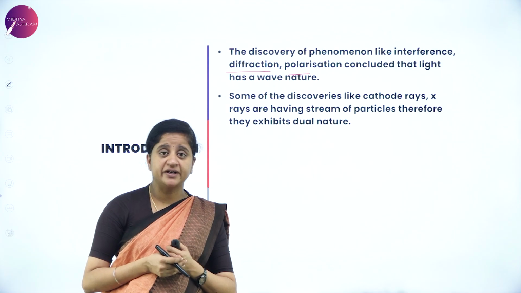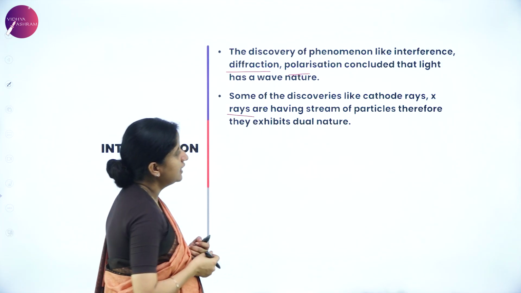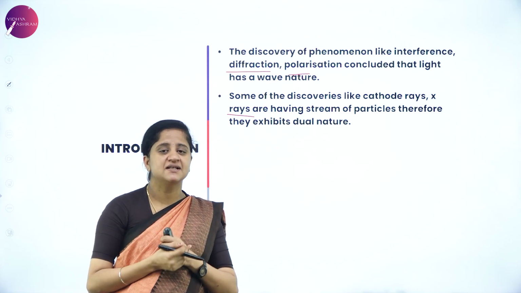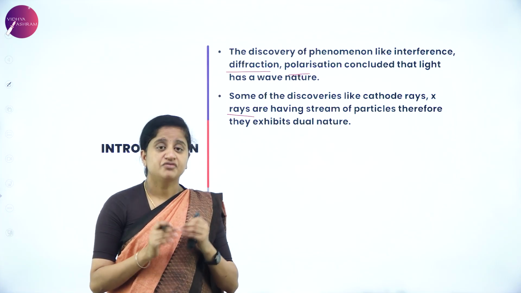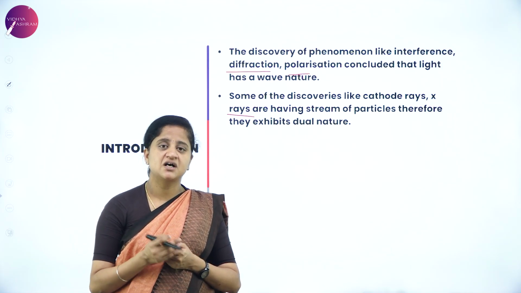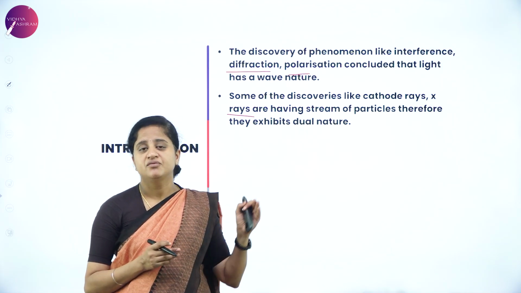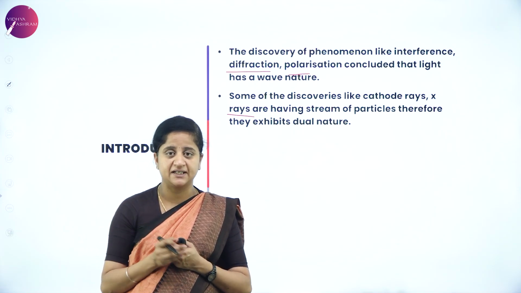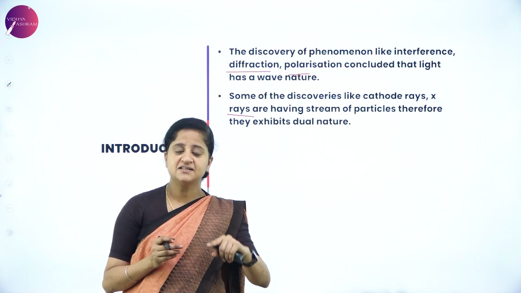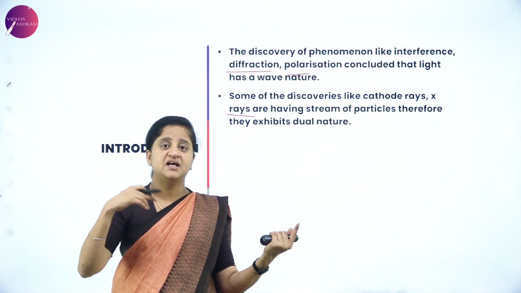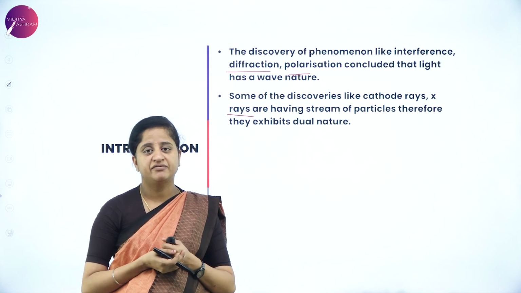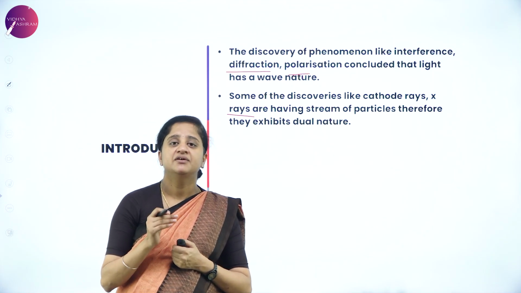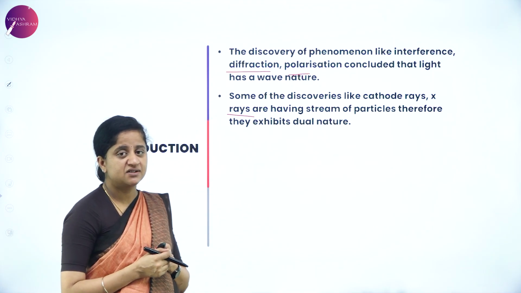It will not tell us about the particle nature of light, whereas in case of photoelectric effect and also the study of cathode rays and X-rays, they are having a stream of particles and they explain to us how the light behaves like a particle. So few phenomena of light explain how light behaves like a wave, and few of the other studies helped us to understand it behaving as a particle. Since light behaves like a wave as well as a particle, we have concluded that light has dual nature. So in this chapter we shall understand these two natures of light.